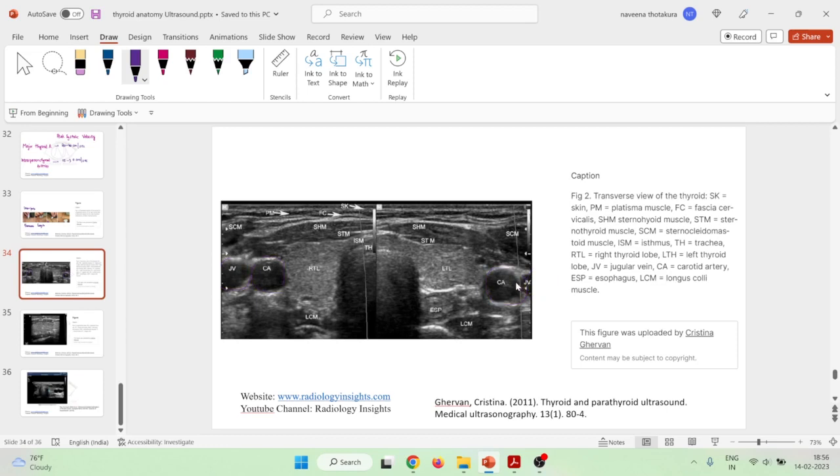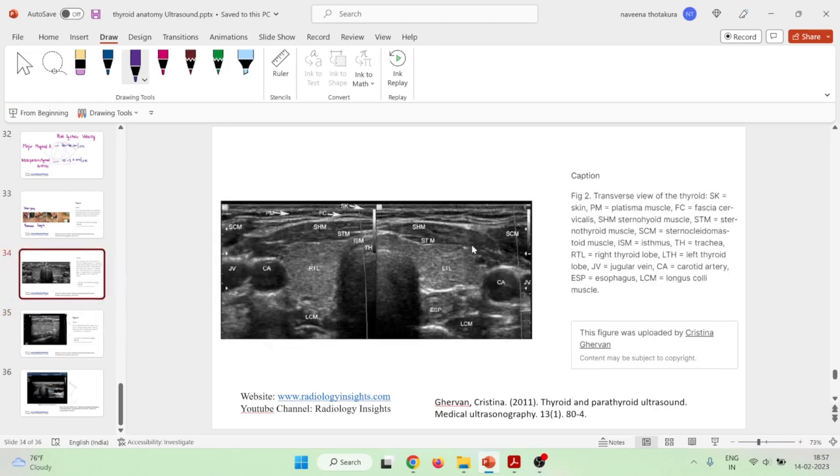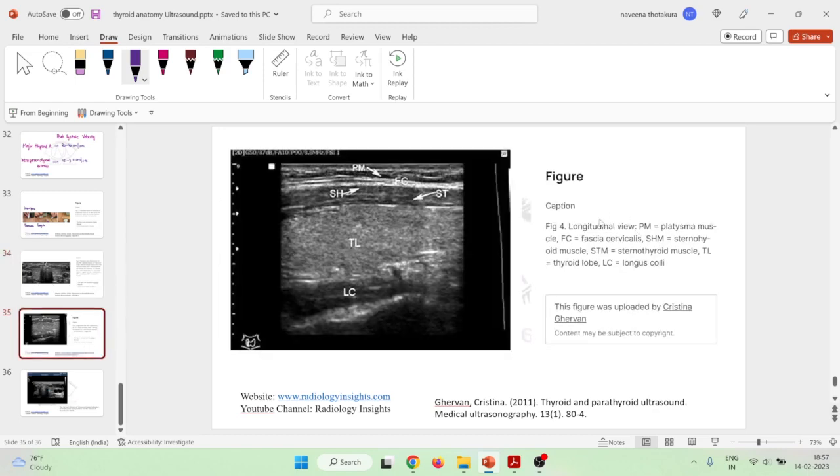Okay. Then we have longus colli. So this is the longus colli muscle. It is also a muscle which is seen behind the thyroid. So behind the thyroid we have the longus colli muscle, and this is the esophagus. Okay, so this is the main ultrasonographic picture of the thyroid gland. This is the transverse view. Then we also have the longitudinal view.